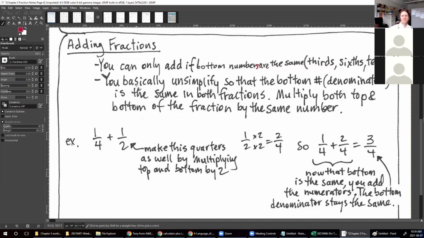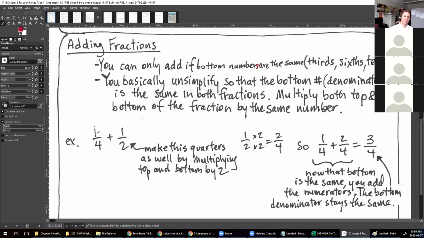So essentially we're going to take the rule where we can multiply the top and the bottom by any number, or divide it, or we're going to unsimplify so that the bottom number, the denominator, is the same in both fractions. And I'm going to show you guys. So we can multiply both the top and the bottom of the fraction by the same number.